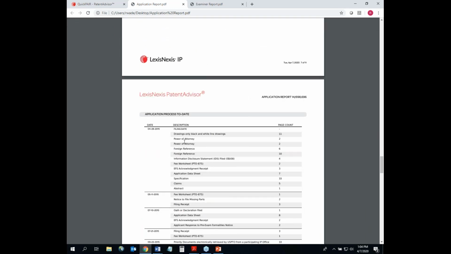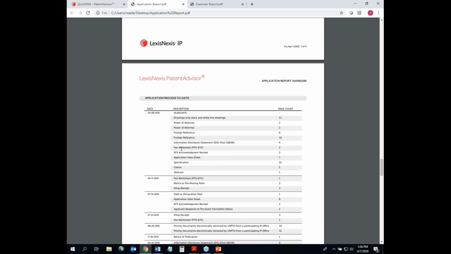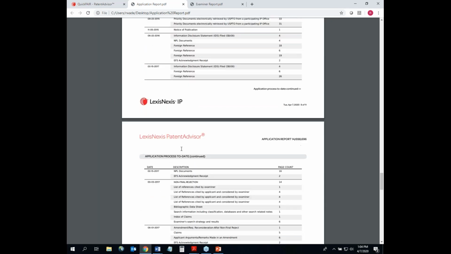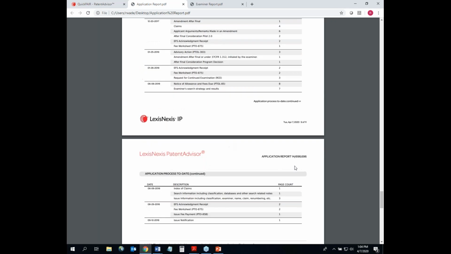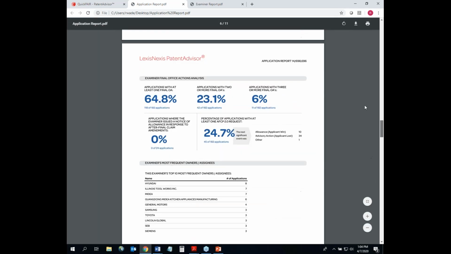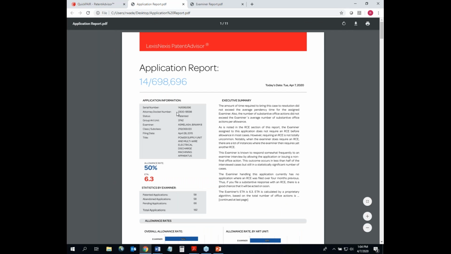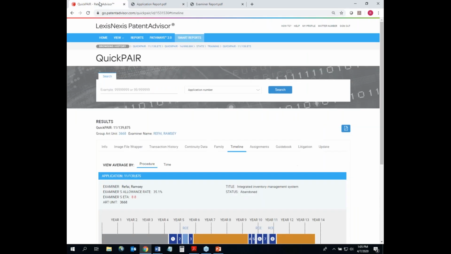You do have the file wrapper here. So again, just really, really helpful information. And I think the most helpful thing about this report, as well as another report that we're going to see today, is that it does come out of PatentAdvisor. Super helpful.